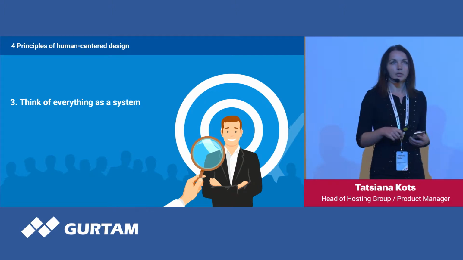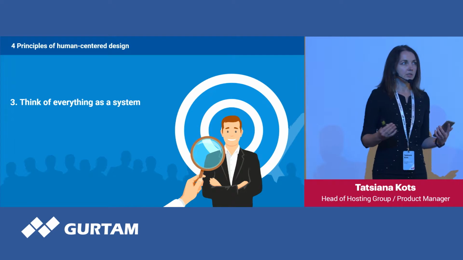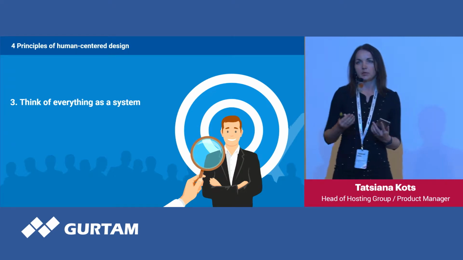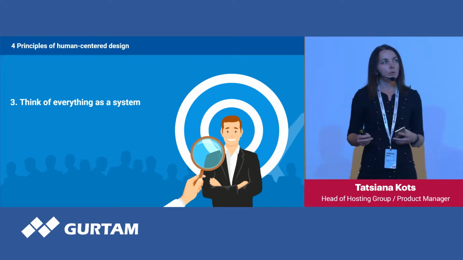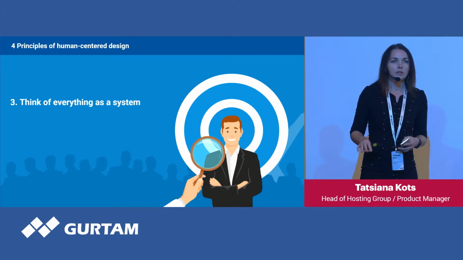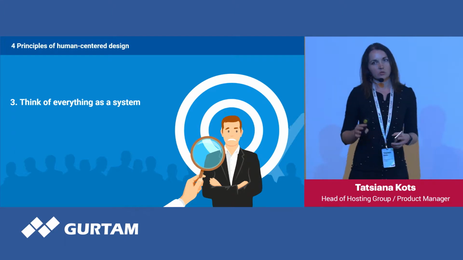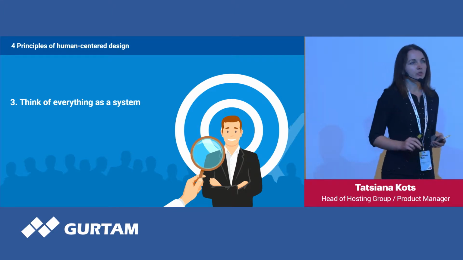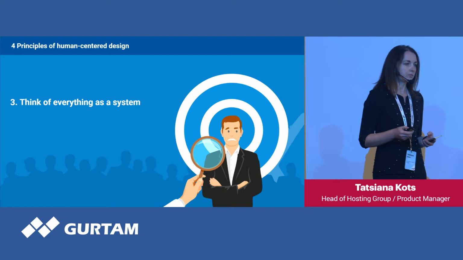Third is think of everything as a system. If we look at some system, we see the overall view of this product. So if we make just one part good and another is so-so, then the overall view will also be so-so. So we cannot make just one part good.